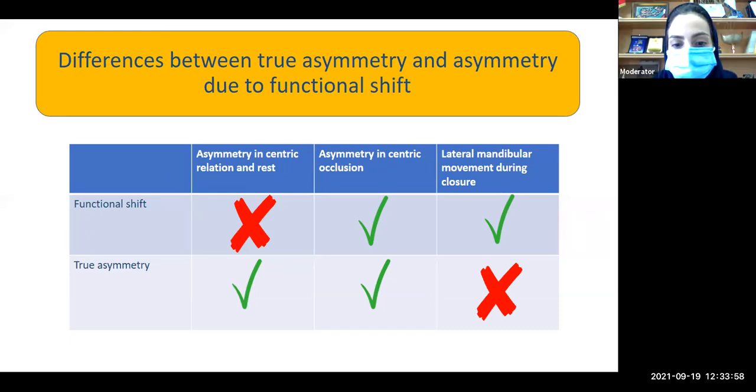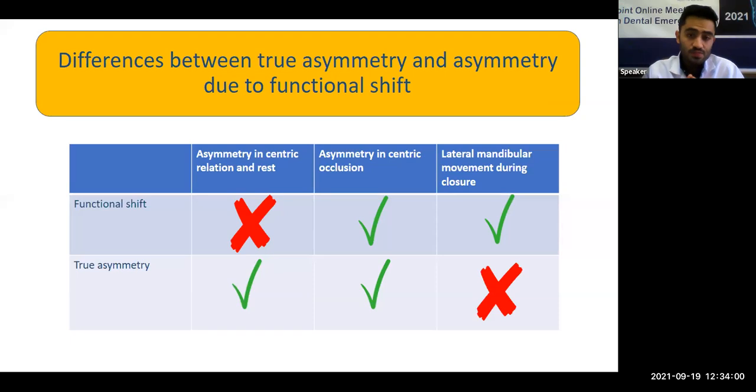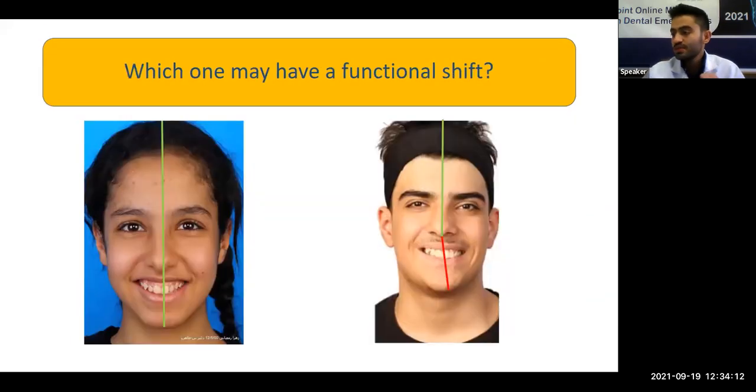But in the true asymmetry, there is asymmetry in all situations, while smiling, while in rest, while speaking, in CR, in CO, and there is no sign of lateral mandibular movement during closure. So keeping this in mind, which one of these patients may have a functional shift? Which one of these patients has a true facial asymmetry?